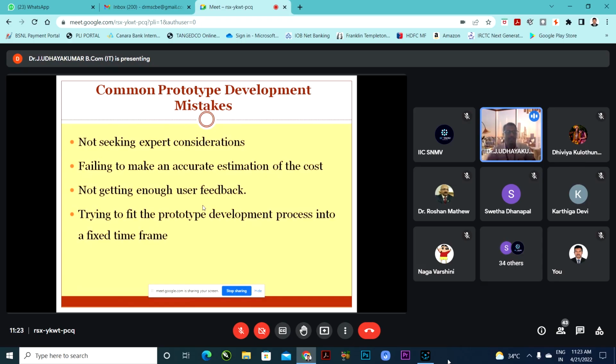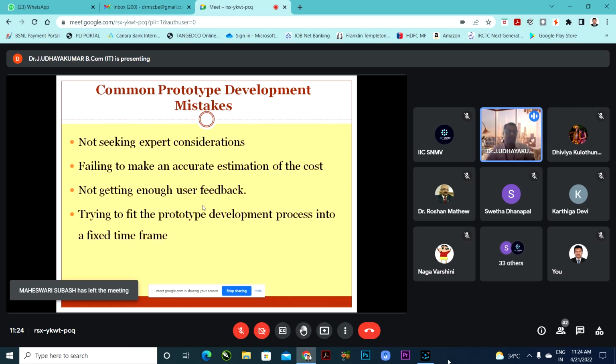So we have to get proper expertise knowledge. Without proper expertise knowledge, it is very difficult to frame prototype models. And now many startups find it difficult because they do not follow prototype development. If they get proper expertise and proper feedback from the user, they can easily frame a prototype, and otherwise it will be very difficult for them to succeed in the business.